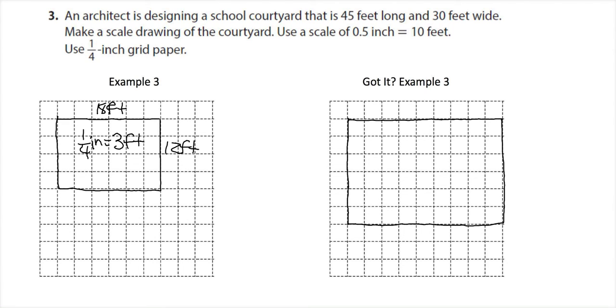Now I went across for my 45, you could go down instead, it really doesn't matter. I usually try to make the longer side always go outward instead of downward. That's what I usually do for mine. Okay, so let's label this then. This will be 45 feet, and this will be 30 feet, and let's put the scale. So in this case, a 1/2 inch equals 10 feet. All right, and that's it for this one.